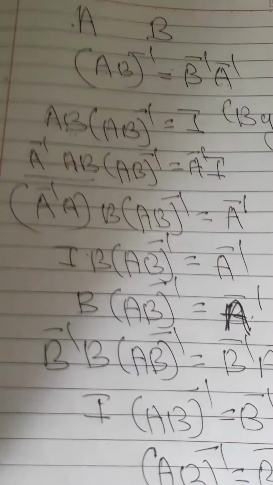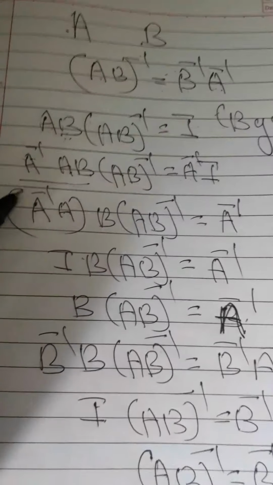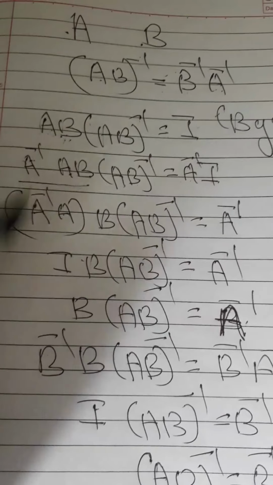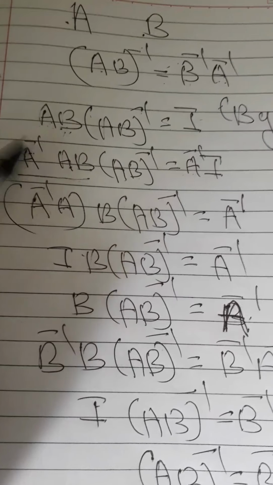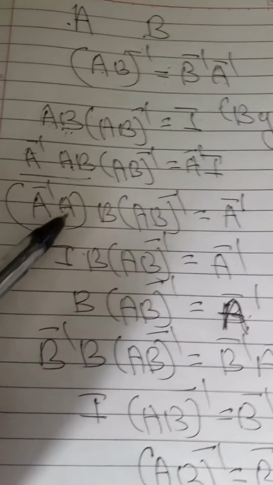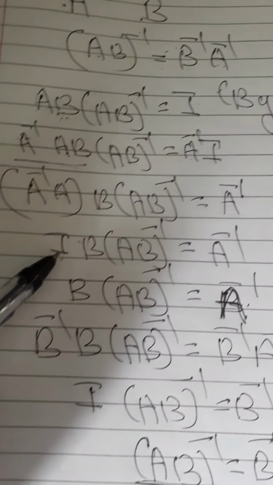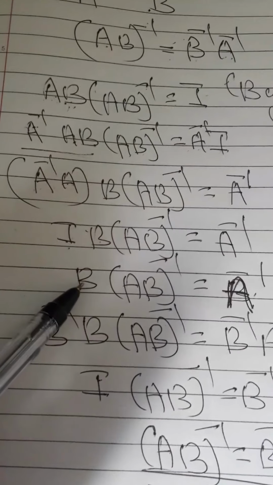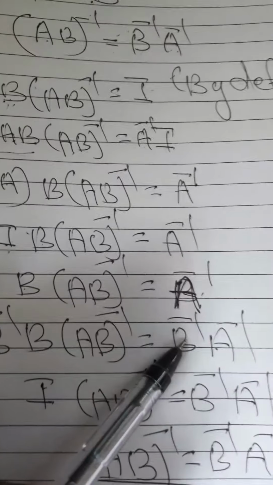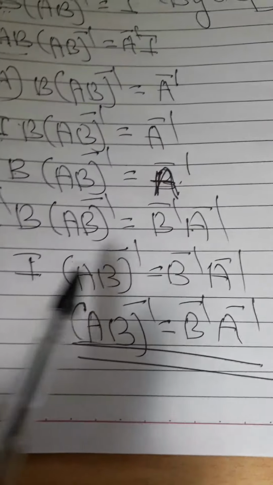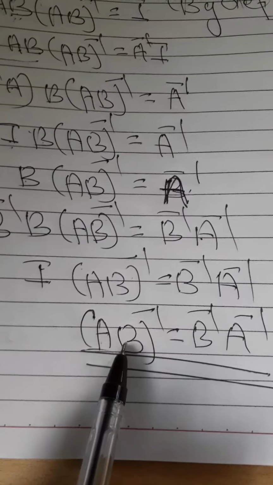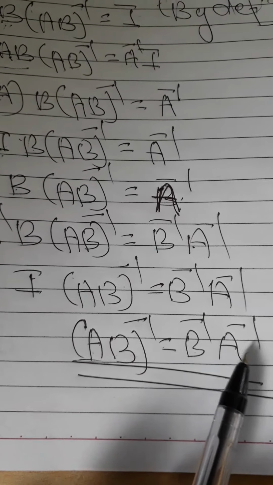Now this is by which law? By the associative law for matrix multiplication. Then this will be A inverse into A, and A inverse into A is I. Then I into B is B. Then you take B inverse from both the sides. So then the end result that you will be getting is (AB) inverse is equal to B inverse into A inverse.